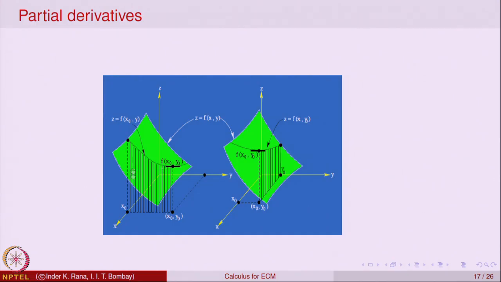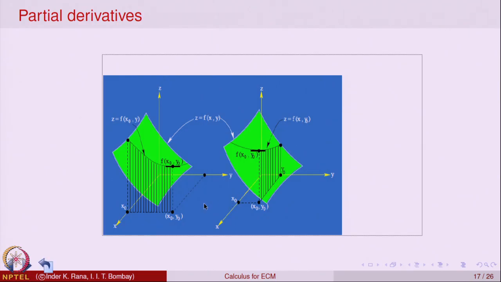That means what? When you are fixing x naught, you are looking at it as a function of y, you get this curve, and at this point whether it is differentiable, meaning as a function of y, at y equal to y naught, whether there is a tangent here or not. Similarly, for the other case, when you are fixing y naught, you are moving along x. So, you get a curve. So, whether you are getting a tangent at the point x naught, y naught.